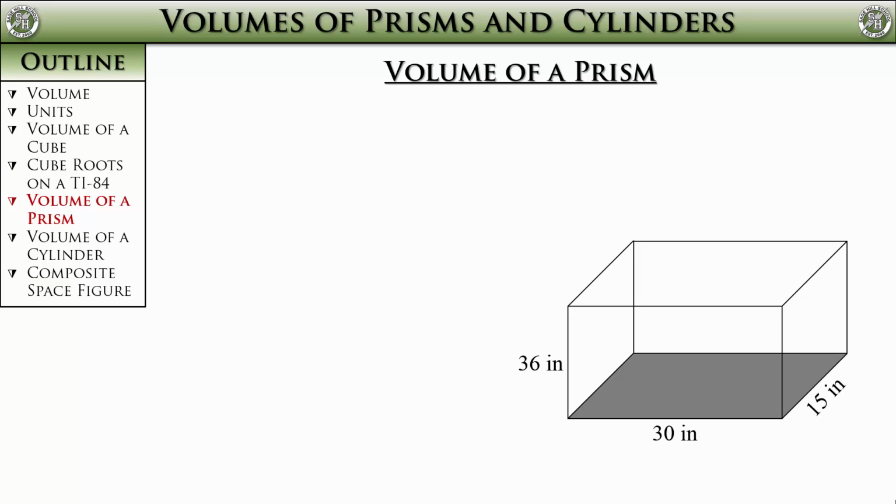Now we get to the formula for a volume of a prism. The volume of a prism is BH. Capital B once again stands for the area of the base. So you take the area of one base and multiply that by the height of the prism.